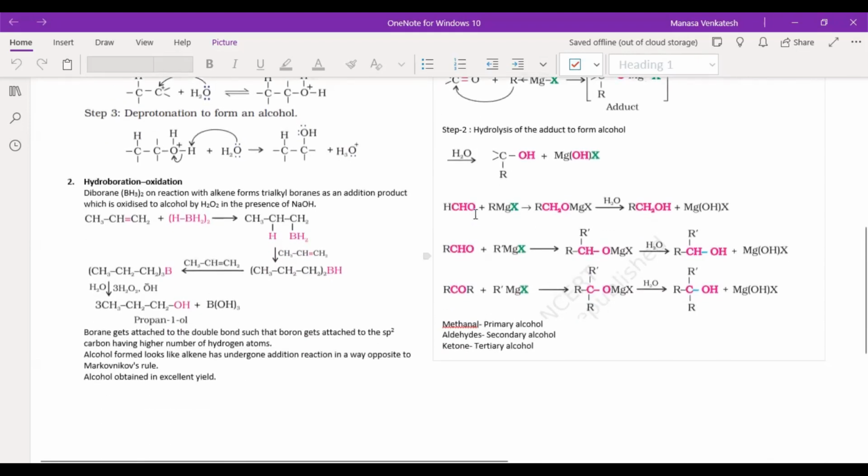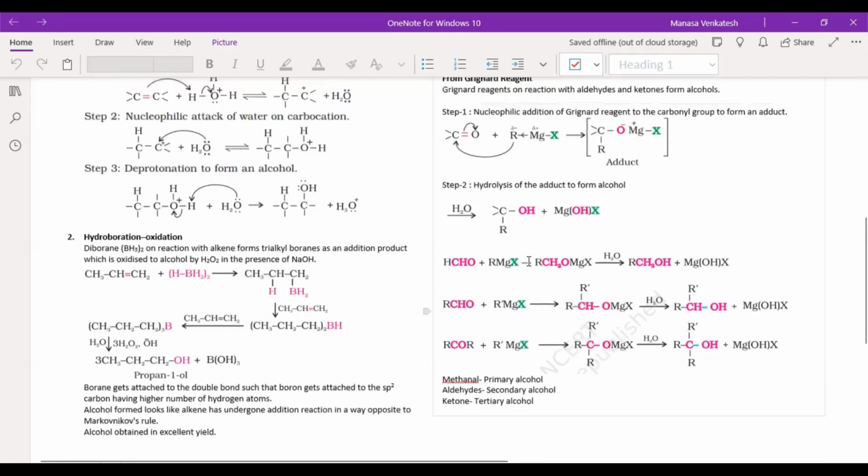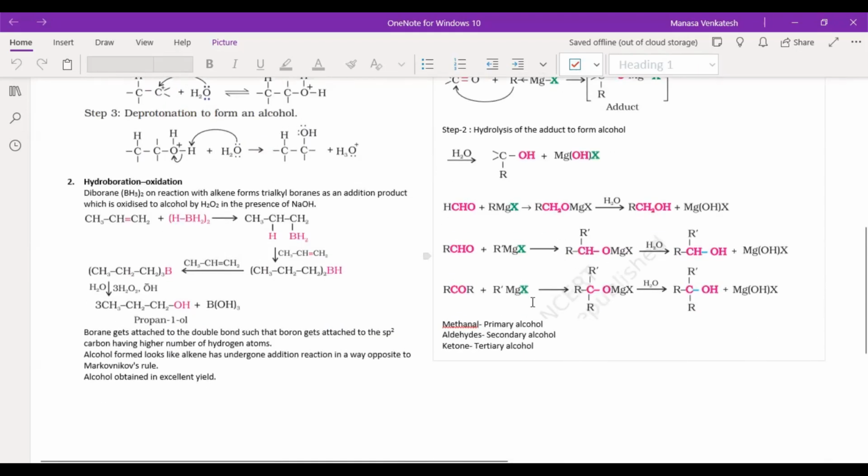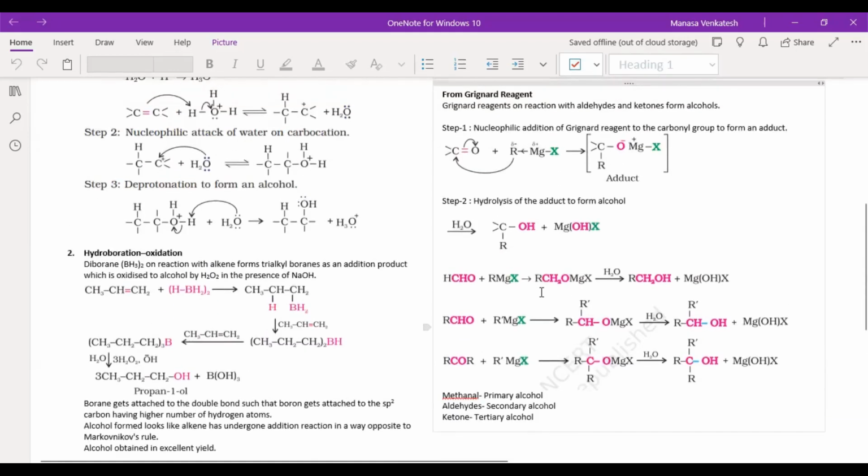Here you have methanol, which forms a primary alcohol, whereas aldehyde generally gives us a secondary alcohol, and ketones give us a tertiary alcohol. Do not confuse this with the reduction reactions. These reactions are using the Grignard reagent. Using that, you get a primary alcohol from methanol, and aldehydes and ketones give secondary and tertiary alcohols respectively.